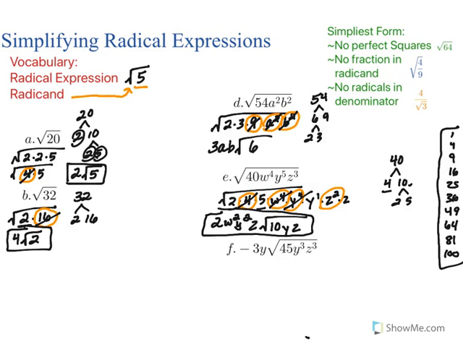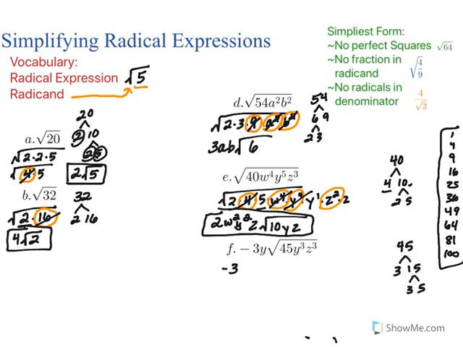Now what do we do when there's already something outside of the radical sign? What we're going to do is whenever we're taking out those perfect squares, we're actually going to multiply them to whatever is on the outside. So let's start off with our process. We have 45. I'm going to prime factor it. I know it breaks up into 3 and 15. 15 is not prime, so 15 breaks up into 3 and 5.